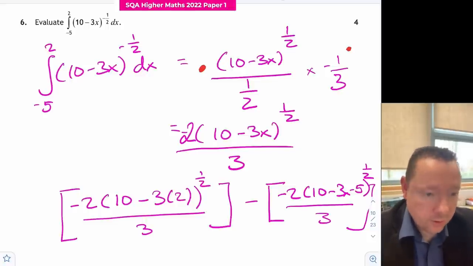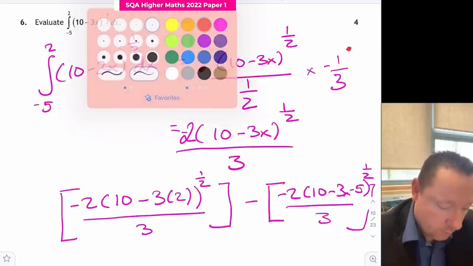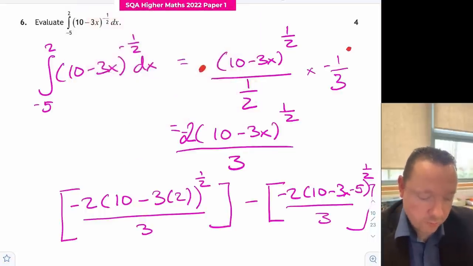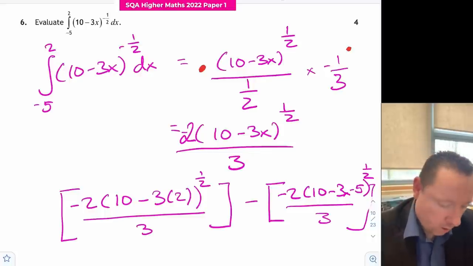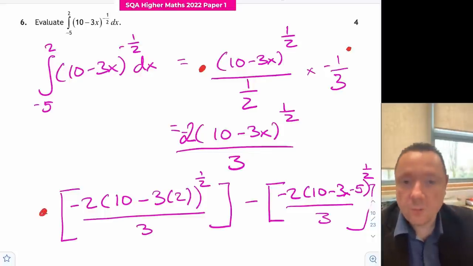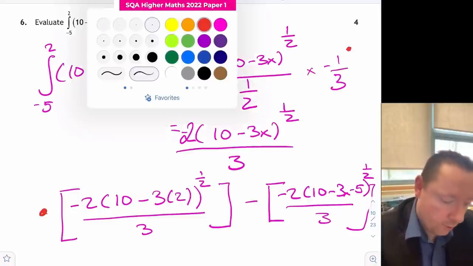So your third mark is actually coming in at this point. For substituting in 2 and minus 5 and putting the minus in between, you are getting that mark. So there's your third mark there. And then your final mark is for actually working that out. So let's work that out now.